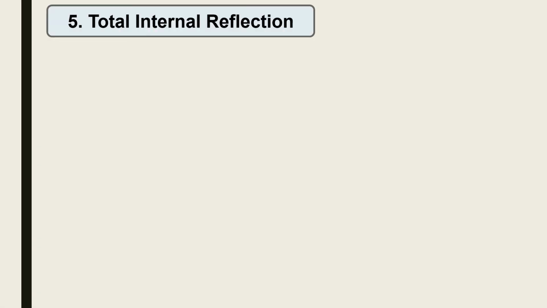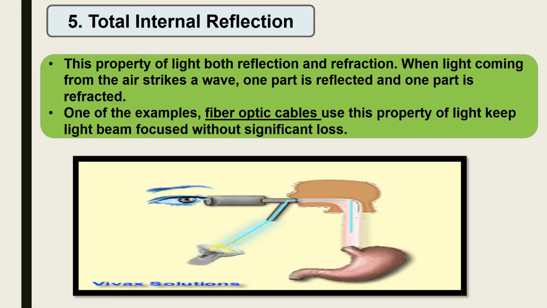The last is total internal reflection. So what is total internal reflection? This is a property of light, both reflection and refraction: when light coming from air strikes water, one part is reflected and one part is refracted. As you may see in the picture, this is an apparatus that doctors use. We can see inside our body by the use of an endoscopy, modern technology used by doctors. So that is total internal reflection.